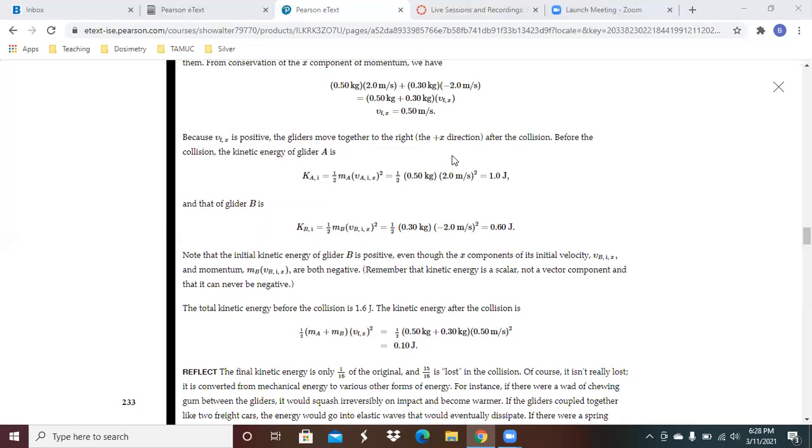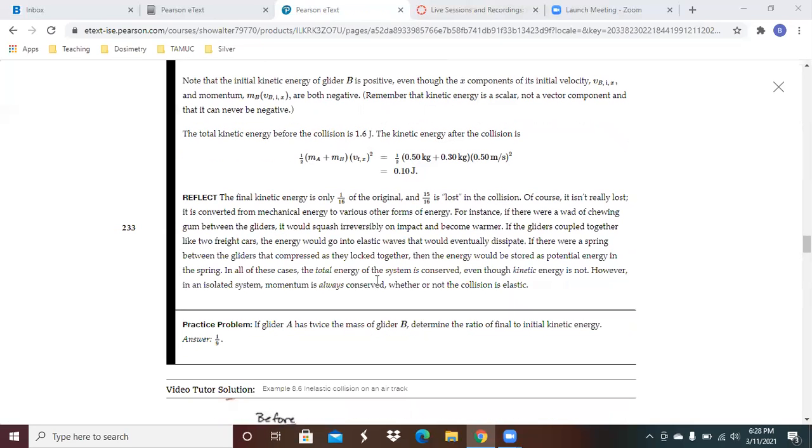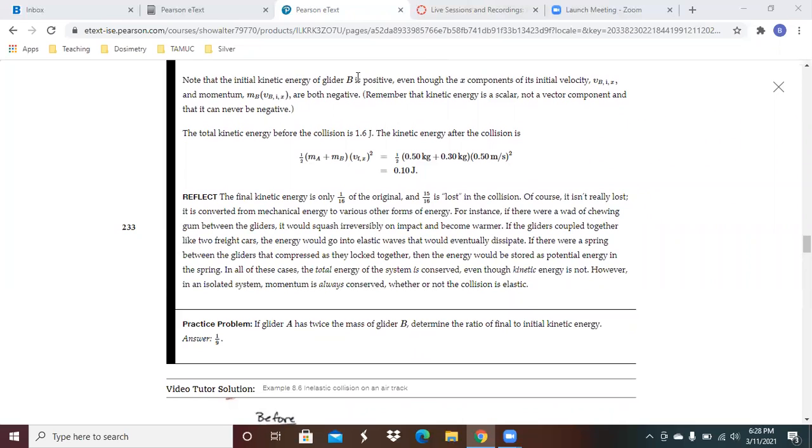If we want to look at the energy before the collision, we can plug in all the numbers for this definition of kinetic energy and come up with this. Same thing for glider B. The initial kinetic energy of glider B is positive, even though the x components of its initial velocity and momentum are both negative. Energy itself is a scalar. So the total energy before the collision is 1.6 joules. Afterwards, we use this particular formula and come up with 0.1 joules.